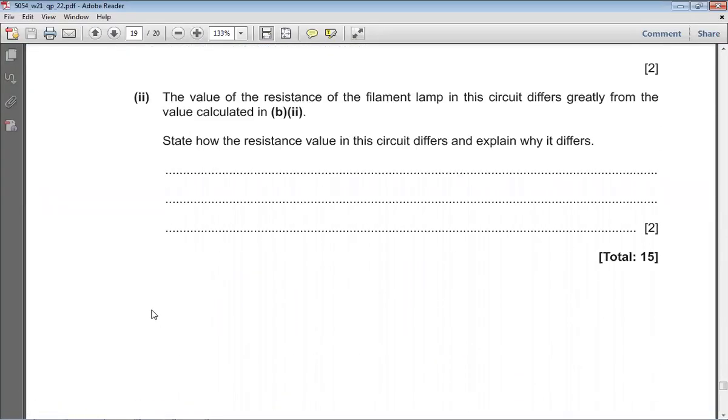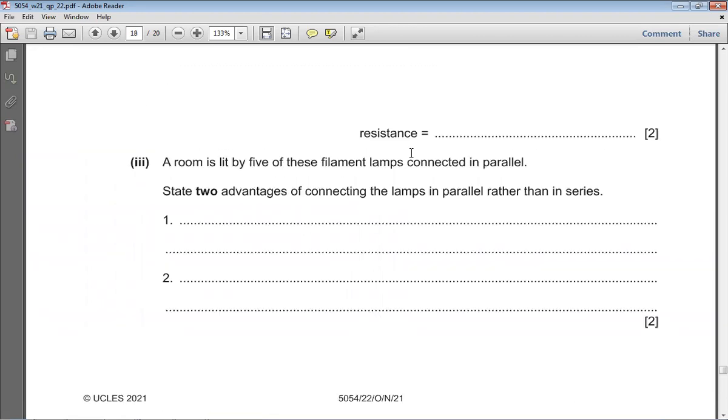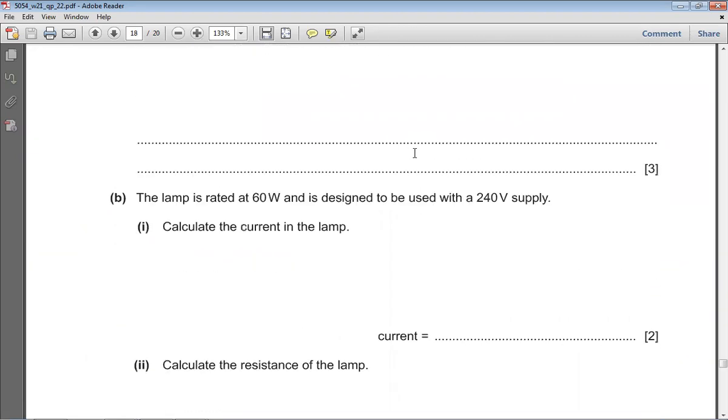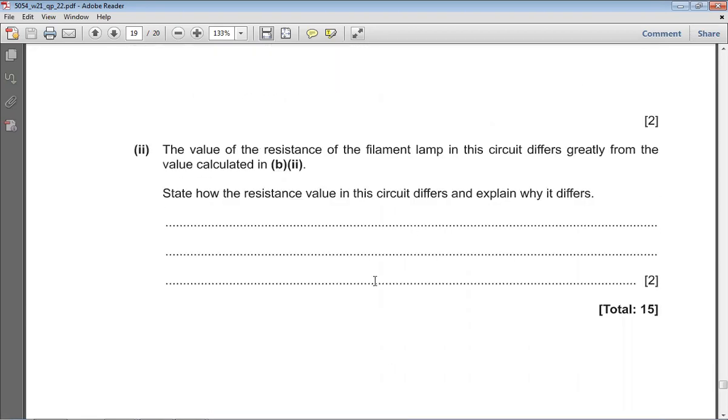He says the value of the resistance of the filament lamp in this circuit differs greatly from the value calculated in the B second part. State how the resistance value in this circuit differs and explain why it differs. You see, in the B second part, you connected that lamp with a 240 volt supply. But this time you are connecting that lamp with a 1.5 volt cell.